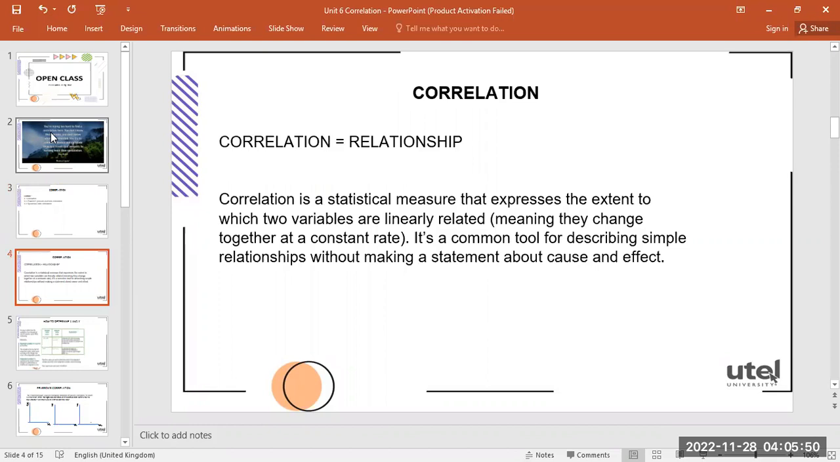Now basically, when you hear the word correlation in statistics, the first thing that should come to your mind is the word relationship. And basically, correlation is a statistical measure that expresses the extent to which two variables are linearly related, meaning they change together at a constant rate. And it happens to be a common tool for describing simple relationships without making a statement about cause and effect.